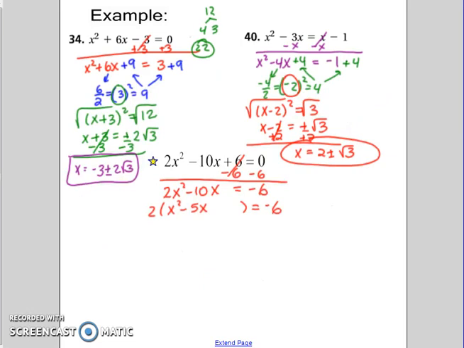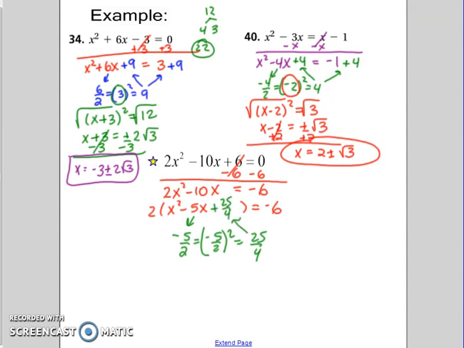Now this part can get tricky because if you take a value out first, you have to take that into account when you're adding your numbers back in. So what I mean by that is I'm going to complete the square on the negative 5. So negative 5 divided by 2 is negative 5 halves. I'm going to square it, and I get 25 fourths. So I'm going to add that over here, so plus 25 fourths.